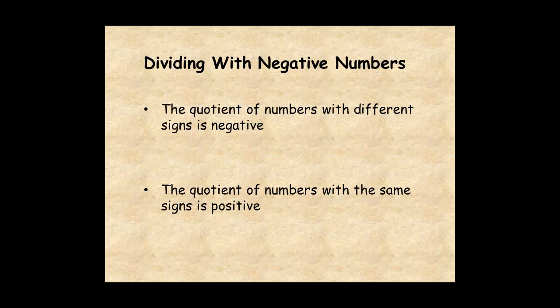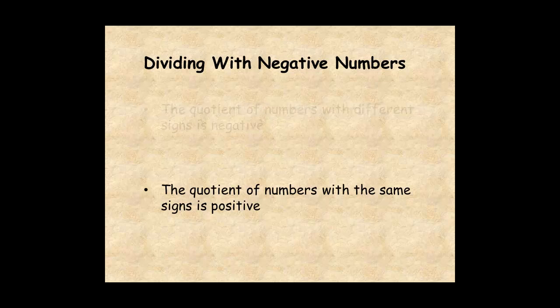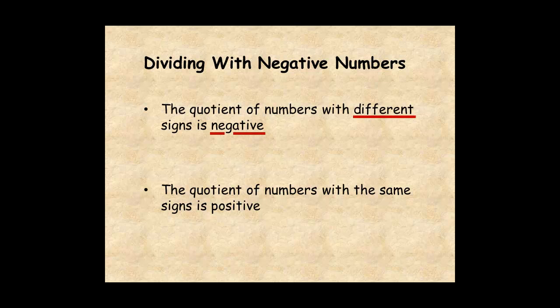Here's how the rules for dividing with negative numbers are written. The quotient of numbers with different signs is negative. For example, negative 24 divided by 3 is negative 8. And the quotient of numbers with the same sign is positive. For example, negative 36 divided by negative 4 equals 9.